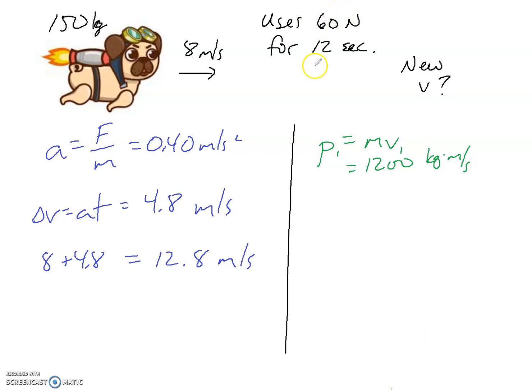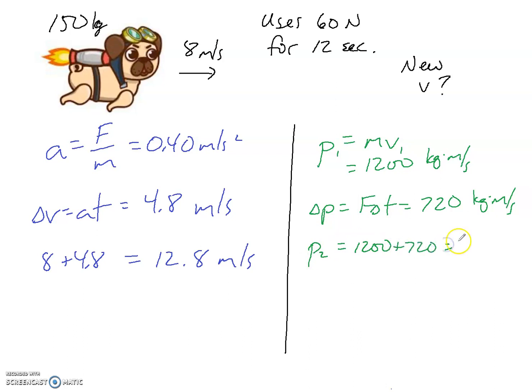I also have the force and the time. So with the force and the time, I can find his impulse. So I do force times time, I can find out how much his momentum changed by. So I do the 60 times 12, I get an impulse of 720 kilogram meters per second. So then to find out his new momentum, I just have to add the two together. Started with the 1200, add the 720, and his final momentum would be 1920 kilogram meters per second.